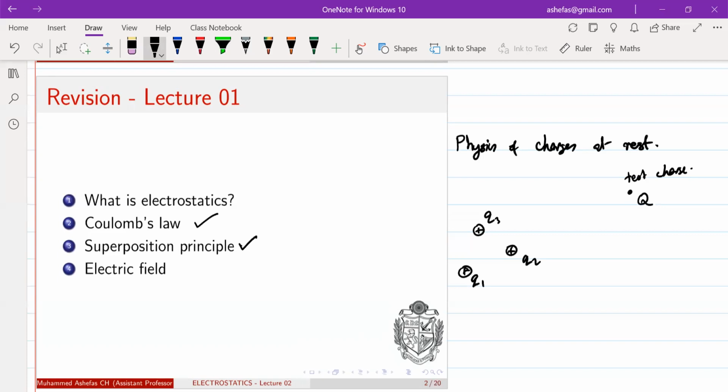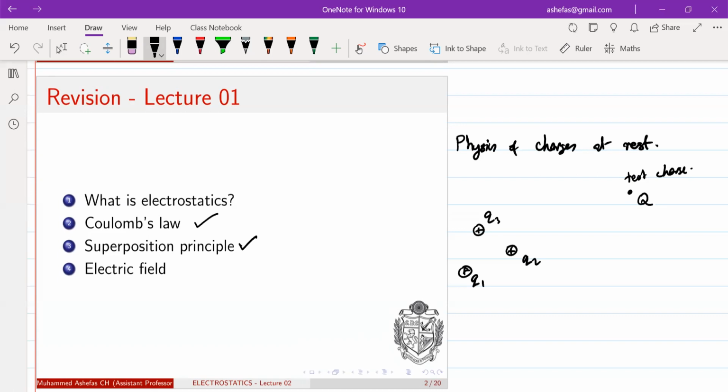That is enough to calculate the force on the test charge, because Coulomb's law gives the force between two point charges. It can be an attraction or repulsion depending upon the sign of the charges. Like charges repel, and opposite charges attract. And the second one is the superposition principle, which states that the total force on the test charge is just the vector sum of the individual forces by the different charges.